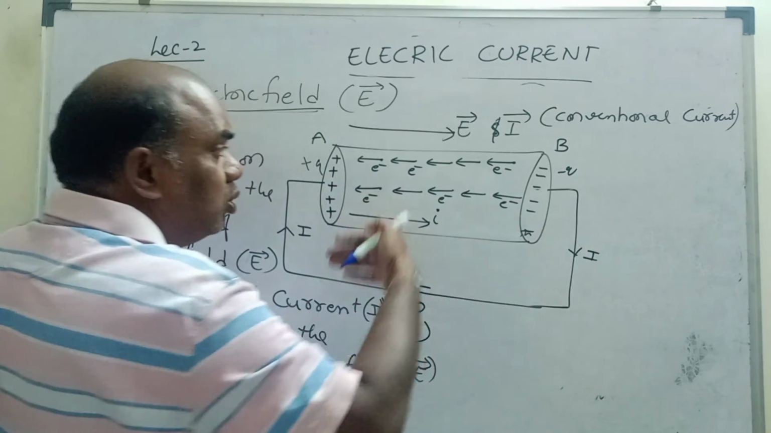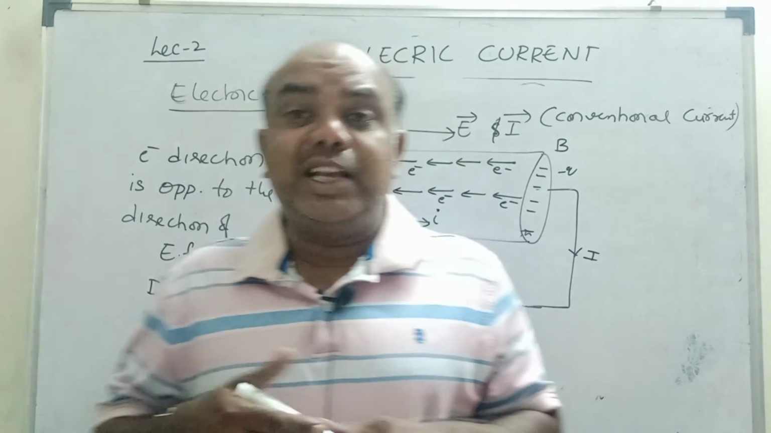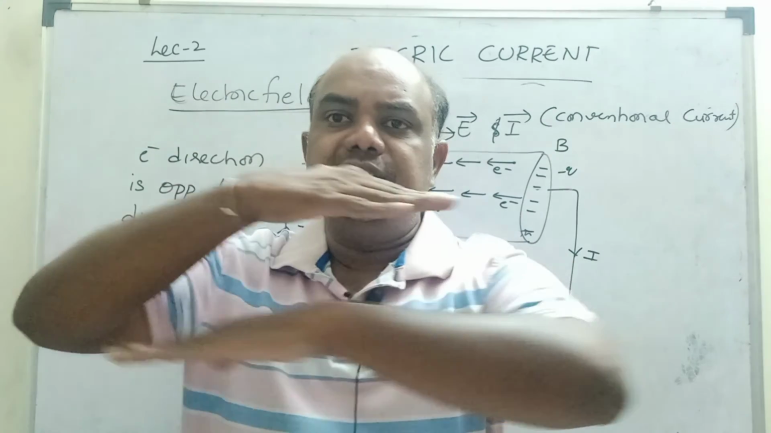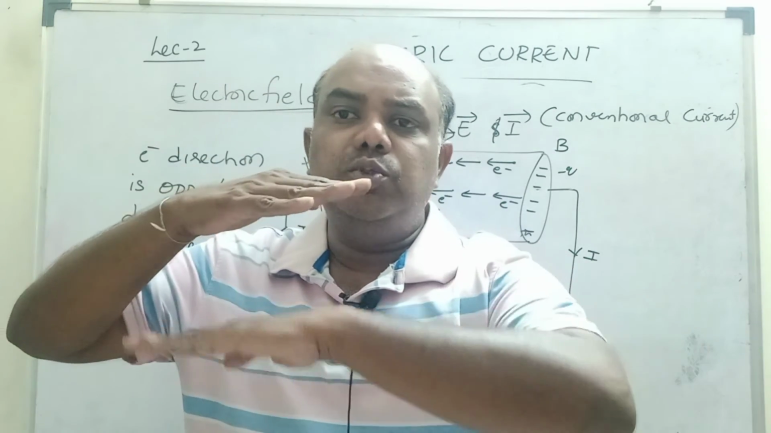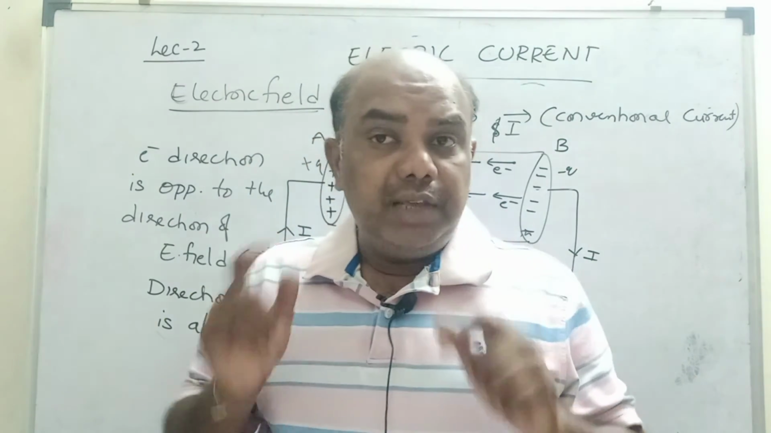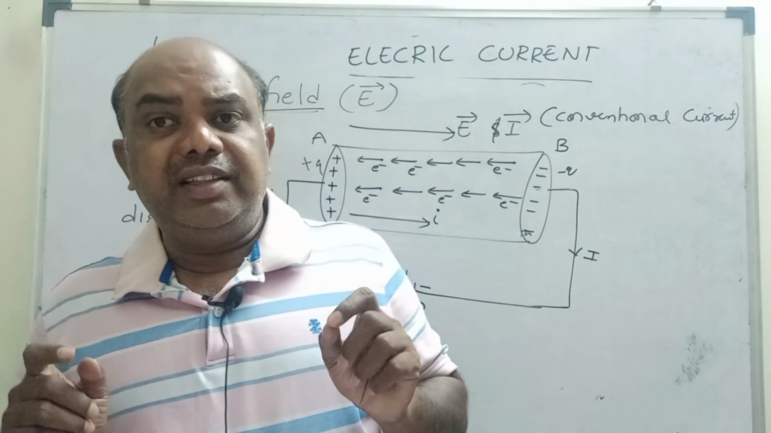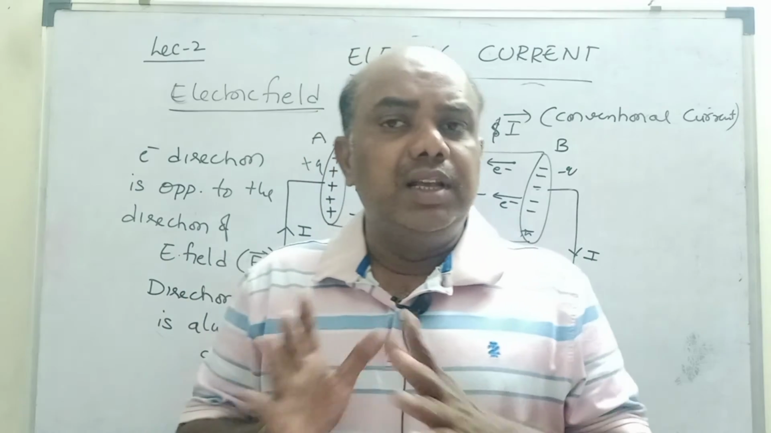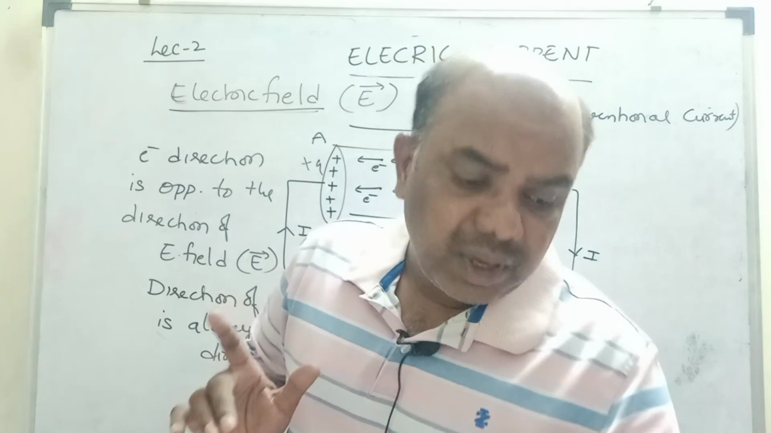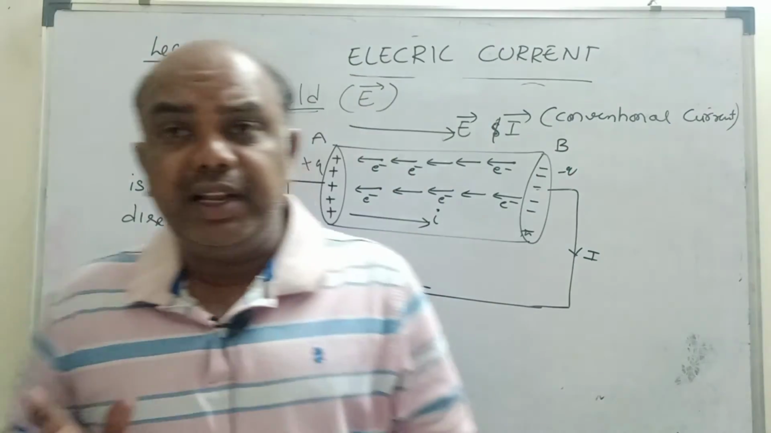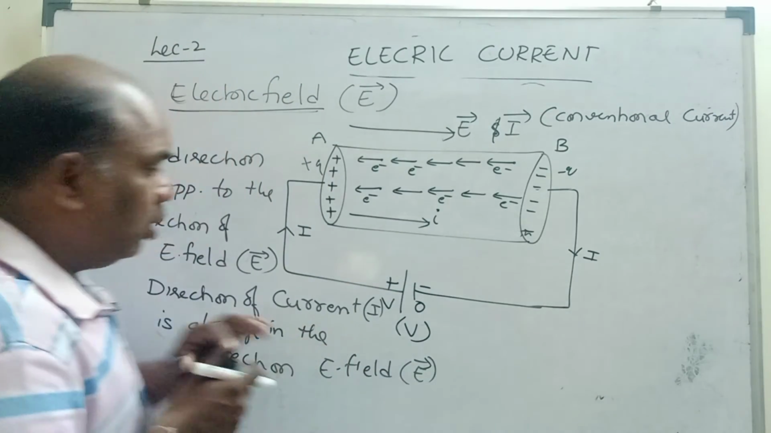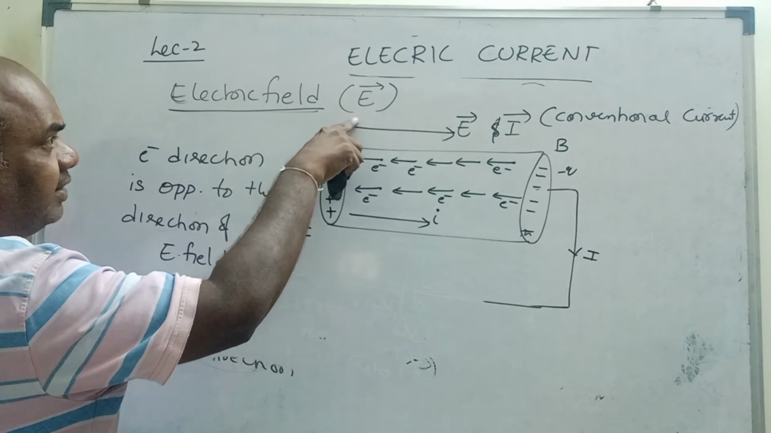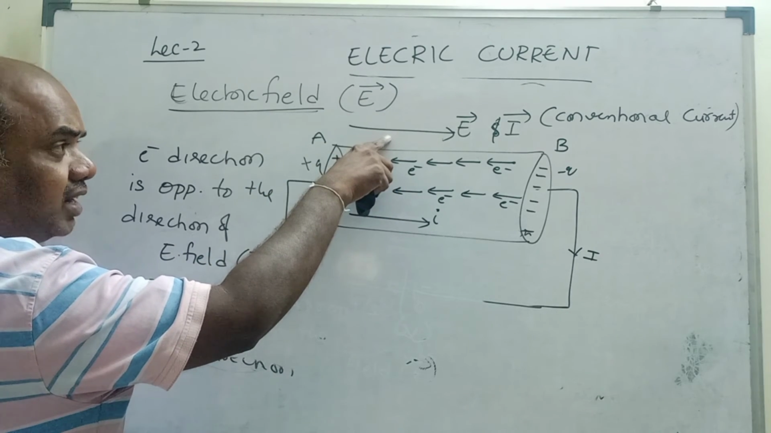Actually, electrons move in the opposite direction of the electric field. What is the actual direction of electrons? If the electric field is in this direction, electrons move in the opposite direction. Even though electrons move opposite, we consider current direction to be in the direction of the electric field. Why? Because there is a logic. What is that logic? Simple, children. For conventional current, for our convenience, we take the current direction from the battery's higher potential to lower potential. One more thing: current and electric field are vector quantities.